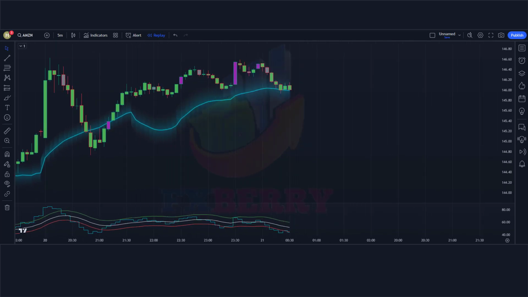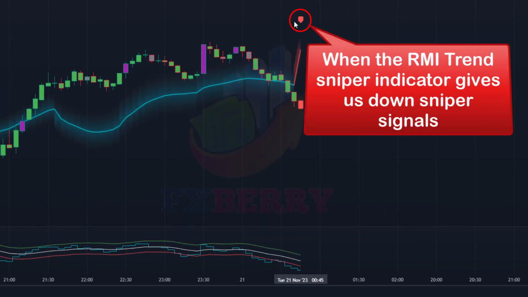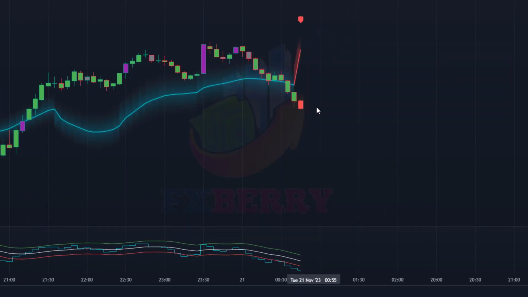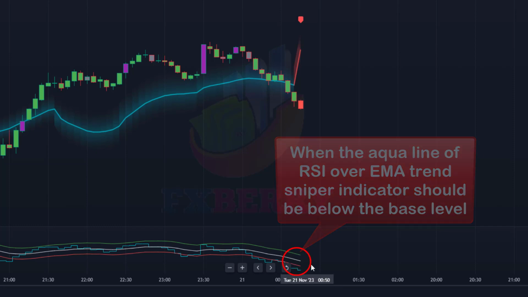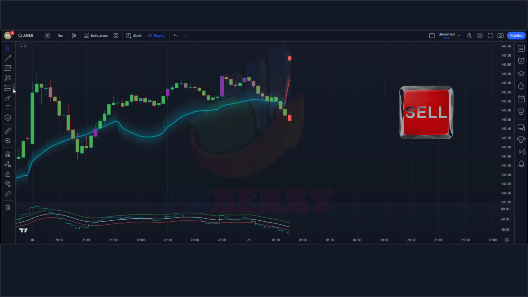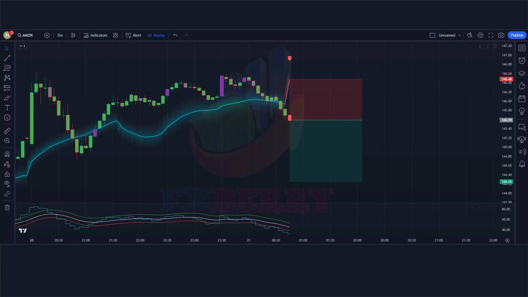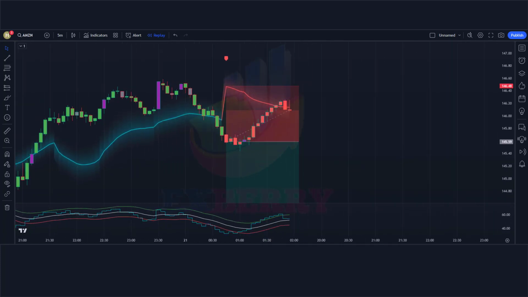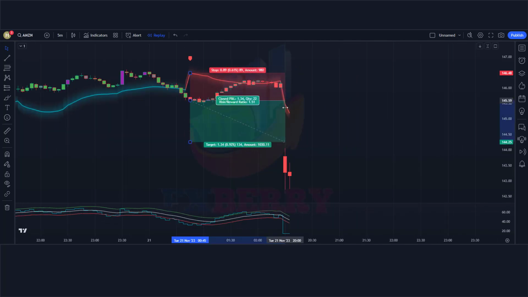Now, let's understand the concept where we will take buy and sell trades based on their conditions. When the RMI Trend Sniper indicator gives us down sniper signals, when the market forms a bearish candle, when the aqua line of RSI over RMI Trend Sniper indicator is below the base level, if this condition is fulfilled, then we will place a sell order. Our stop loss will be placed at the RMI Trend Sniper indicator of EMA level, and the risk to reward ratio will be 1:1.5. The market has completely hit the target.